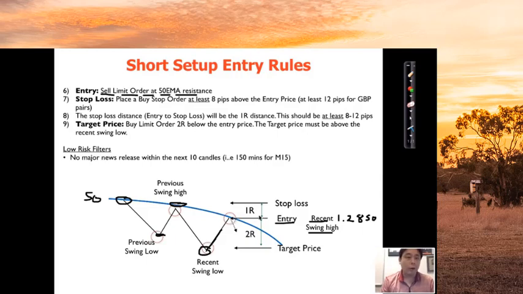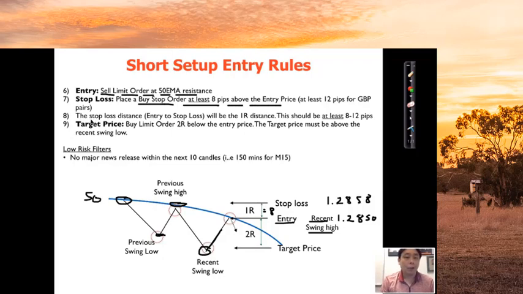So once I've got my entry order, I place my stop loss concurrently. So my stop loss is a buy stop order at least 8 pips above the entry price. So between 8 to 12 pips at least. For pound pairs, use at least 12 pips. So again, if I put my stop loss 8 pips above my entry price, it will be 2850 plus 8. So my stop loss would be at 1.2858, for example. All right, so that's my 1R distance.